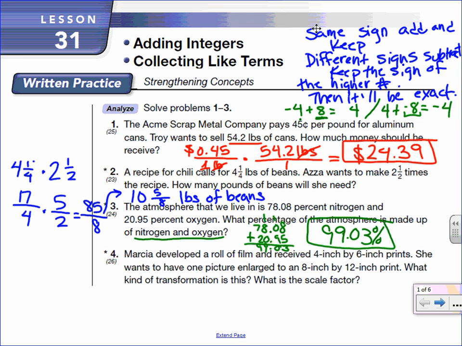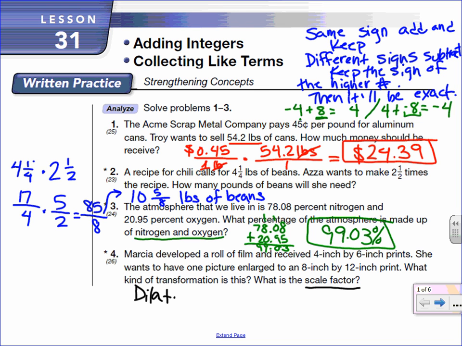Marcia developed a roll of film and received 4-inch by 6-inch prints. She wants to have one picture enlarged to an 8-inch by 12-inch print. What kind of transformation is this? What is the scale factor? Well, as soon as they say the word scale factor, we know right away, even if we didn't already, that this is a dilation, because the only type of transformation that involves a scale factor is a dilation.